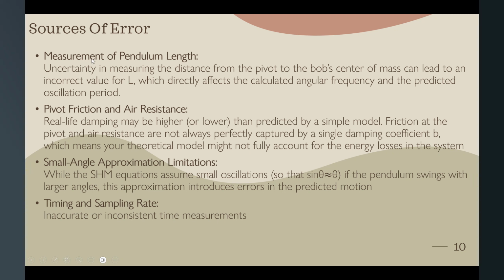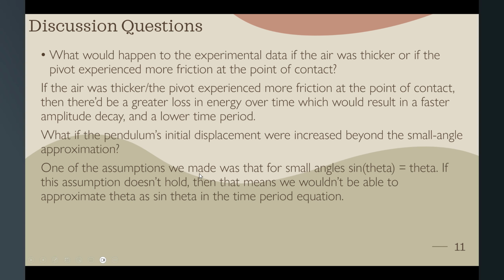Sources of error. Uncertainty in measuring the distance from the pivot to the bob's center of mass can lead to an incorrect value for L. There's pivot friction and air resistance as discussed previously. The real-life damping may be higher or lower than predicted. Then there are small angle approximation limitations, because we assume theta equals sine theta for small angles. This could be not true if the displacement was actually not a very small angle. Timing and sampling rate: inaccurate and inconsistent time measurements.